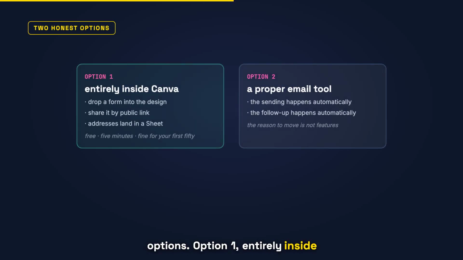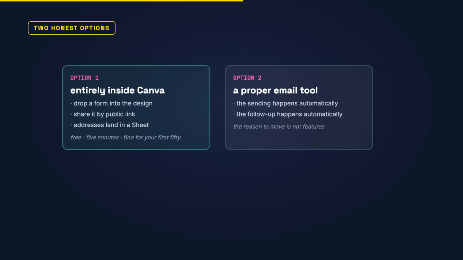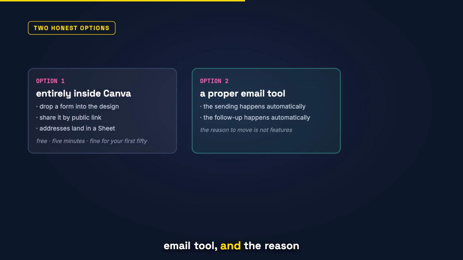Option 1, entirely inside Canva. Drop a form into your design, wire the fields, and share it by public link. Addresses land in a Canva sheet. It's free, it takes 5 minutes, and for someone collecting their first 50 emails it is genuinely fine. Option 2 is a proper email tool, and the reason to move is not features, it's that the sending and the following up happen automatically.